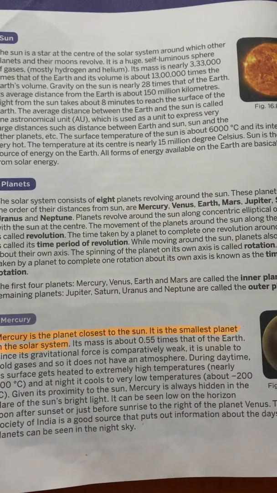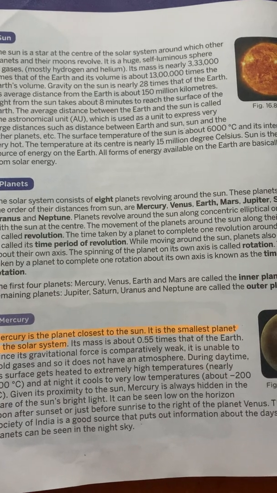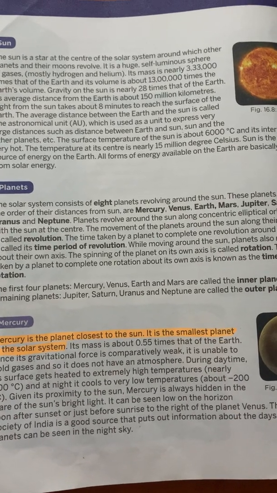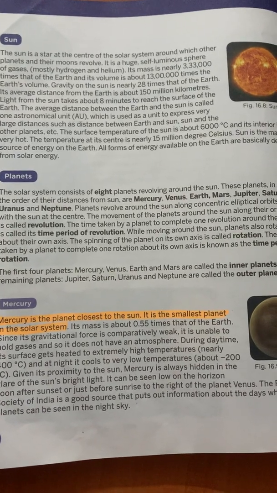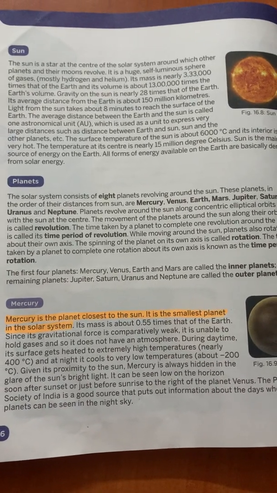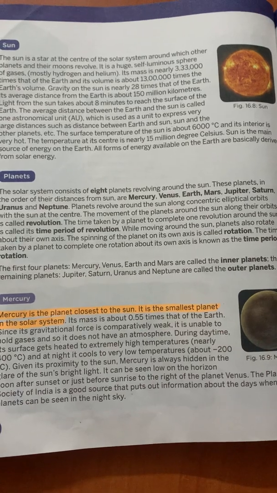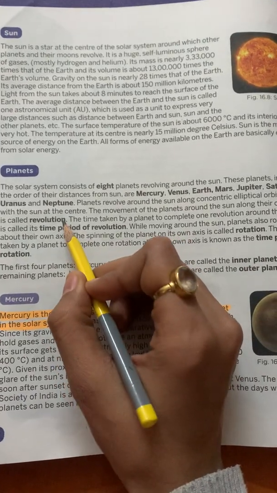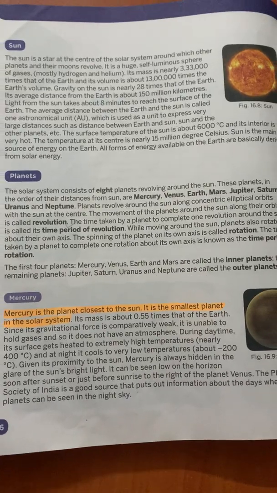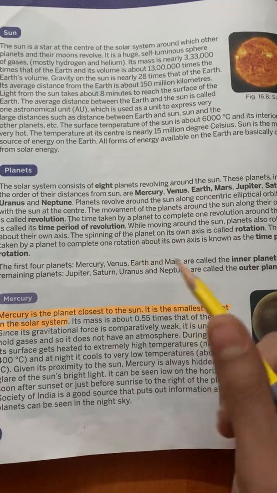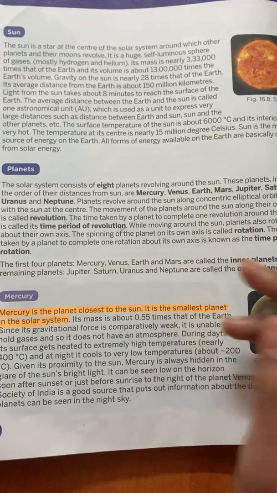Okay, so planets revolve around the sun along concentric elliptical orbits with the sun at the center. The movement of planets around the sun along their orbit is known as revolution, and the time taken to complete one revolution around the sun is termed as the time period of revolution.